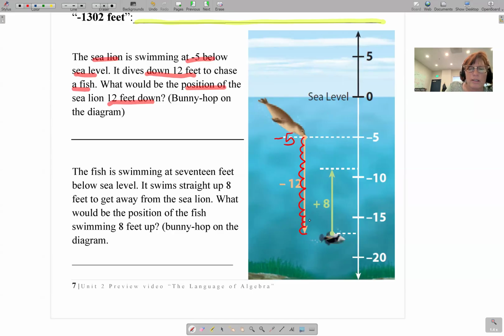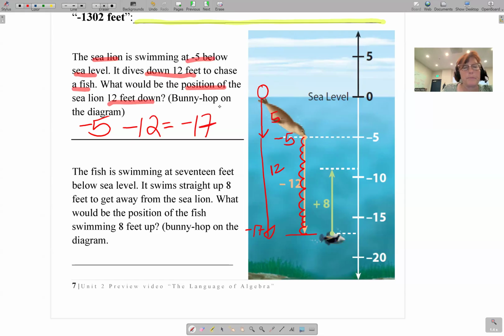And you see that the position of the sea lion from sea level is 0, from here to here, he's 5 feet down. From here to here, an additional 12 feet down. So he would be at negative 17 feet. So we write it like this: negative 5, dive downward 12 feet is negative 17.